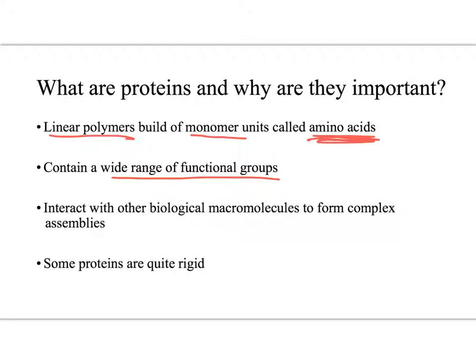Because of the functional groups that are present, these proteins are able to interact with other biological macromolecules, so we can form more complex assemblies. So proteins can interact with other proteins, they can interact with DNA, lots of possibilities for these interactions based on intermolecular forces. And we do know that some proteins are rather flexible, but some proteins are going to be quite rigid in terms of their shape.